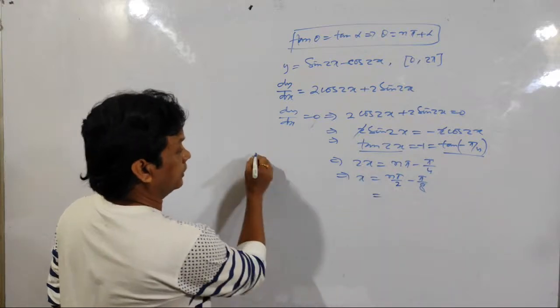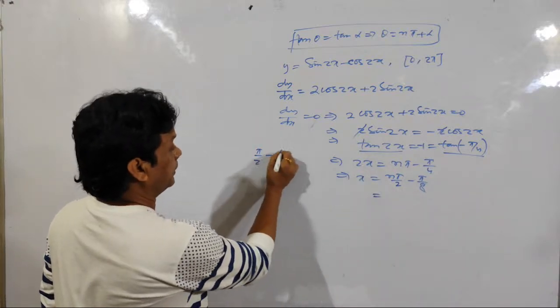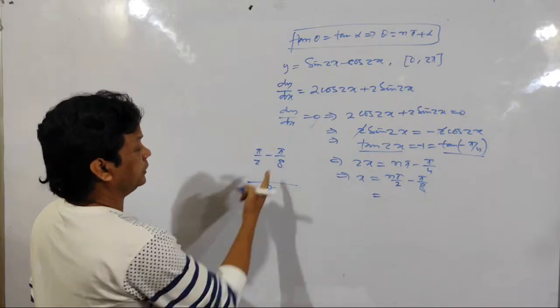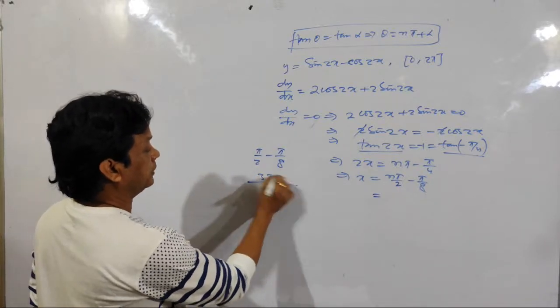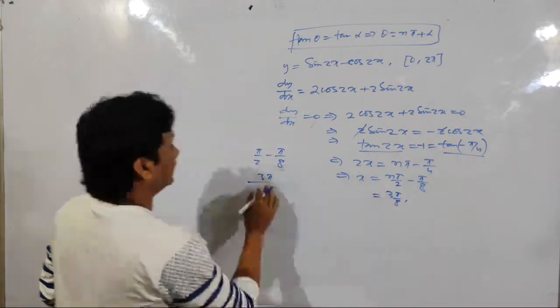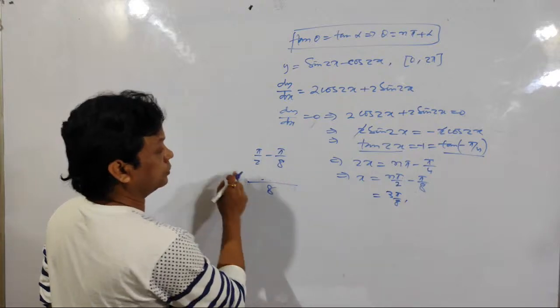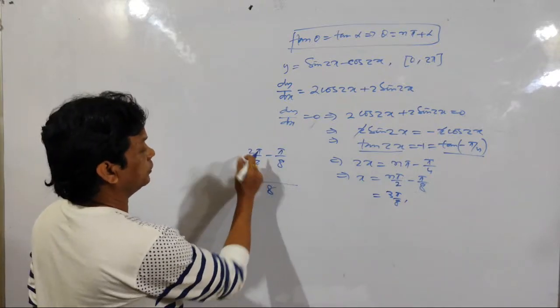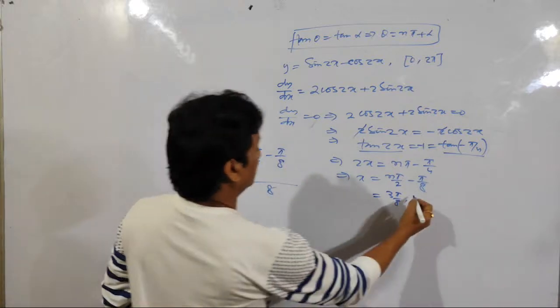So put n is equal to 1. So pi by 2 minus pi by 8. Take the LCM 8, it will become 4 pi minus pi, so 3 pi by 8. Then next is n is equal to 2. N is equal to 2 means 8 minus 1, 7 pi by 8.